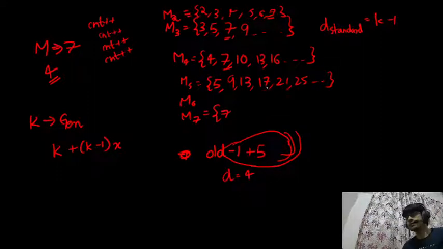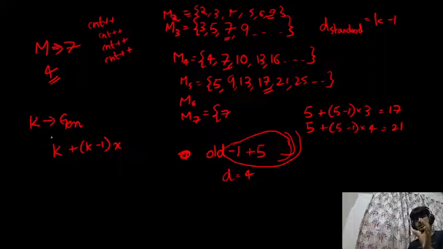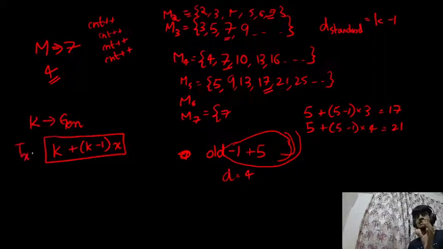This is it, right? Like for suppose 17, 17 is 5 plus 5 minus 1 times 3. That is 17. So basically AP, an is equal to a plus n minus 1 times d. Then again 5 plus 5 minus 1 times 4 will give you 21. So as you can see, this is the common structure. This will give you element x, suppose.